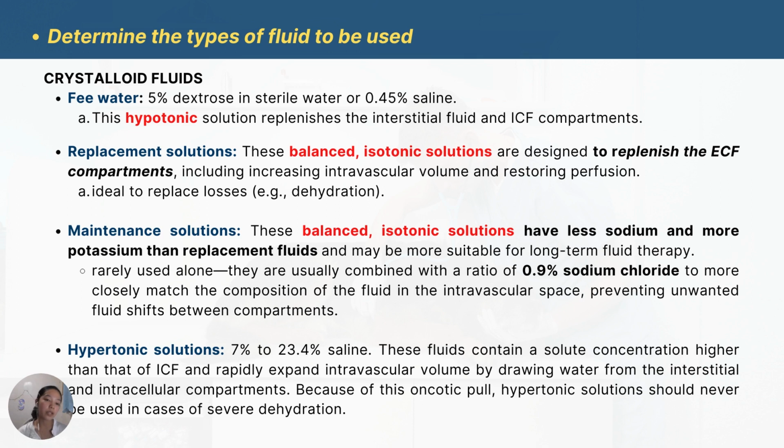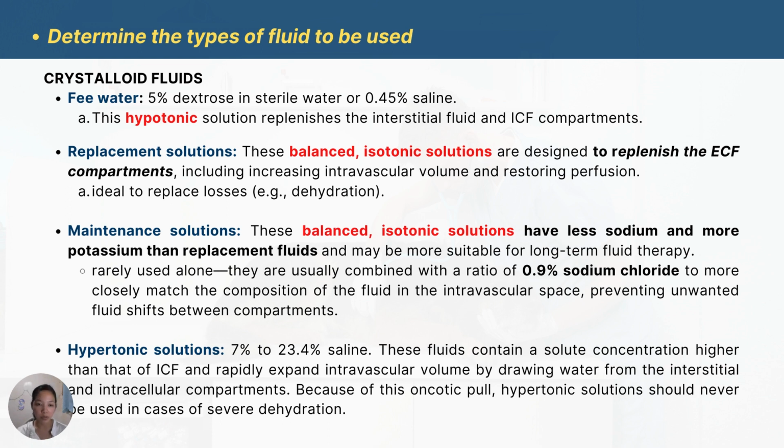So here we have to determine the types of fluid to be used. We actually have two types, the crystalloid fluids and the colloid fluids. For crystalloid fluids, we have free water, which is 5% dextrose in sterile water, or 0.45 saline. This hypotonic solution replenishes the interstitial fluid and ICF compartments.